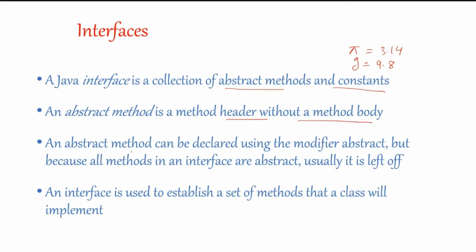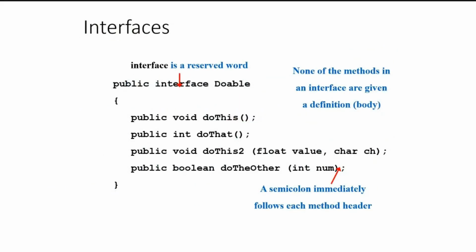This we have seen. An abstract method can be declared using the modifier abstract. So this is a modifier, and this is a keyword also. Because all the methods in an interface are abstract, this keyword is usually left off. In an abstract class you have to explicitly write the abstract keyword before the method. But in interfaces you can leave the keyword abstract off, because by default all the methods are abstract. An interface is used to establish a set of methods that the class will implement. I think that you have understood.